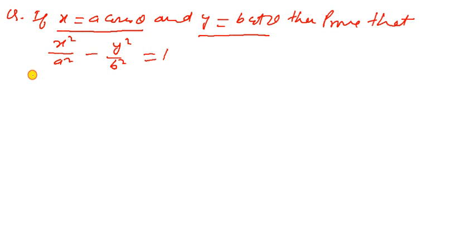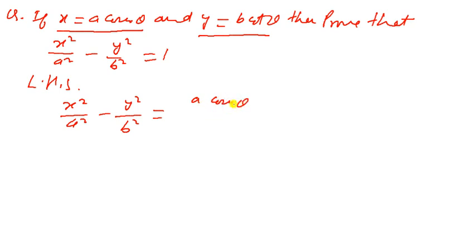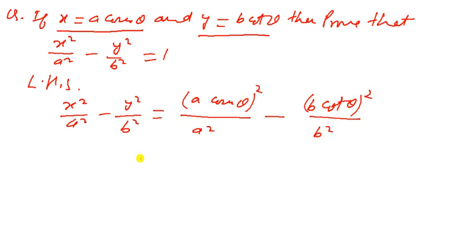Now what will happen in this? So you can see here, as you know, x is equal to a cosec theta and y is equal to b cot theta. Taking the left hand side, it is x square upon a square minus y square upon b square. Now put the value of x and y. X is (a cosec theta) whole square, and here is a square, minus y is (b cot theta) whole square upon b square.